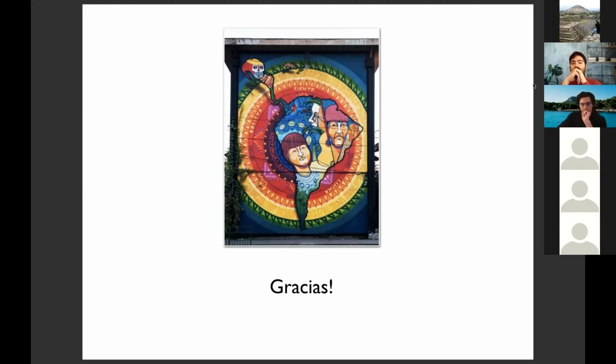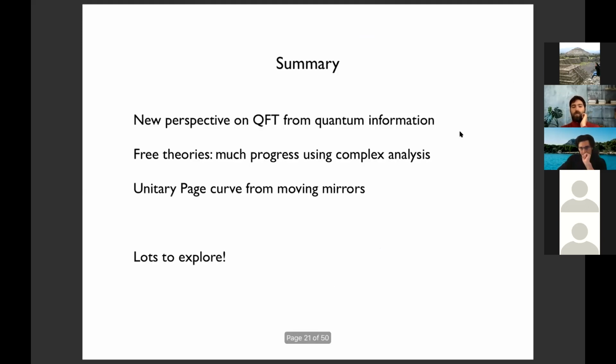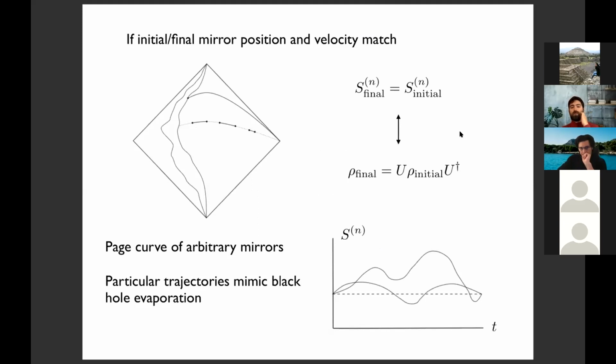Well, I'll ask. So in order to understand a little bit more this analogy of the moving mirror with black holes, is the trajectory of the mirror thought as the horizon, or what? I didn't get that.